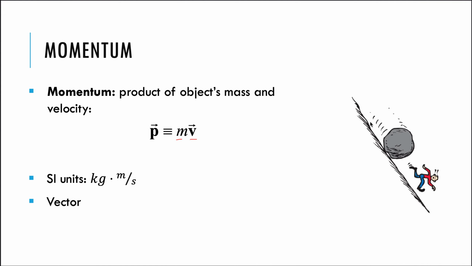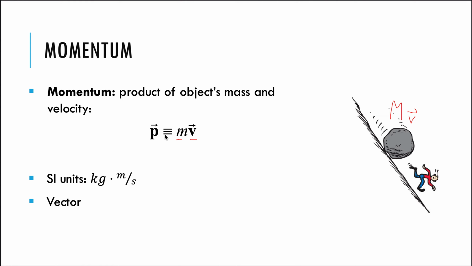If we look at this picture here, we see this big boulder going after this poor man. So the big boulder here is in motion, it has velocity, it also has a large mass, so it has a lot more momentum than the man that is running.